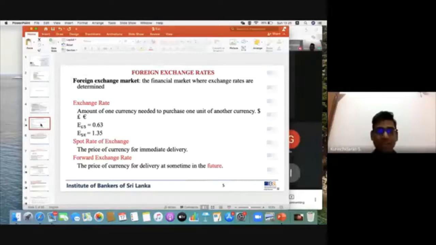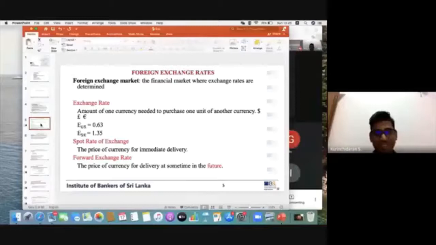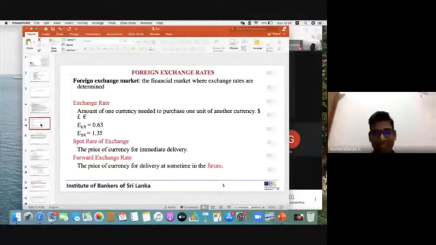So what do you mean by exchange rate? You might have seen in the market the dollar or euro or yen. So different exchange rates are there. An exchange rate is the amount of one currency needed to purchase one unit of another currency, right? That's the exchange rate.